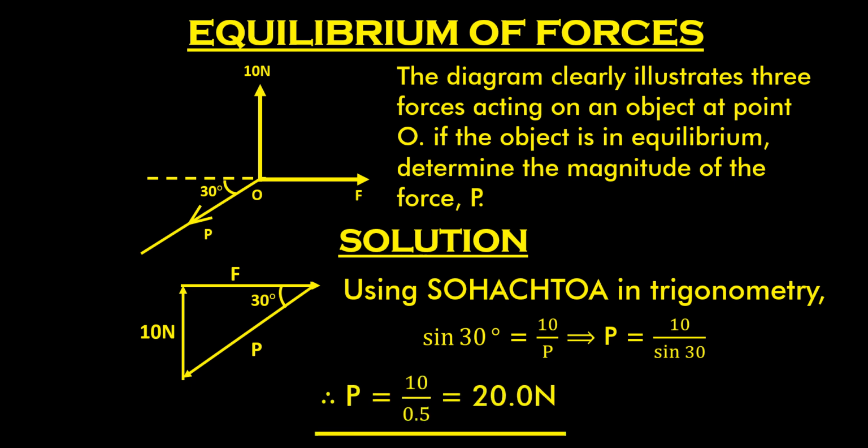So therefore, P will be equal to 10 divided by 0.5. If you know your trigonometric values very well, you should know that sine 30 degrees is always 0.5 or 1 over 2. So therefore, the value for P, the magnitude of force P, is 20 Newton.